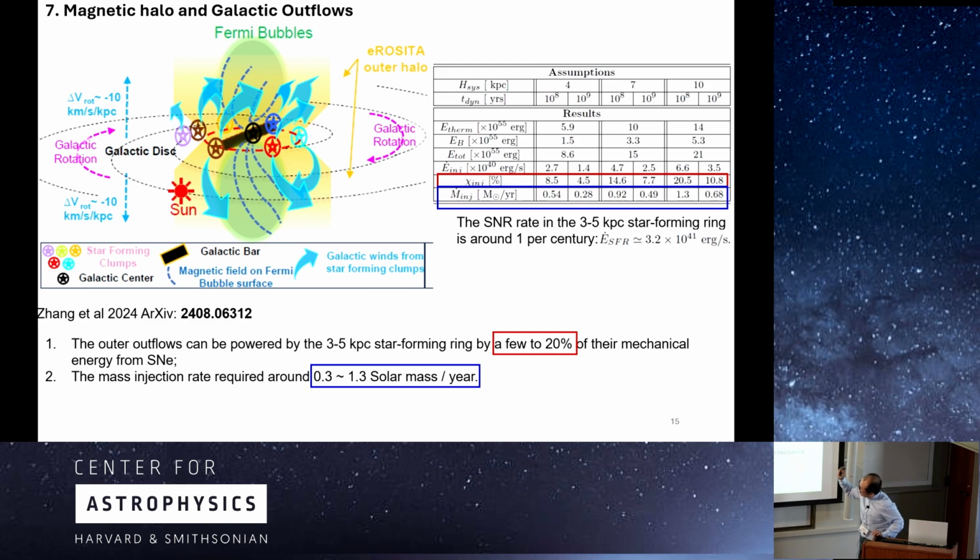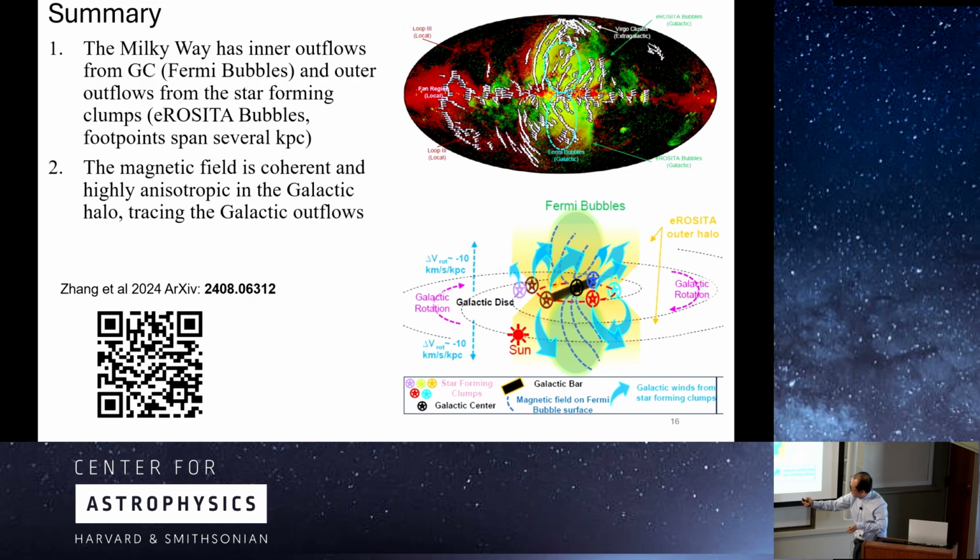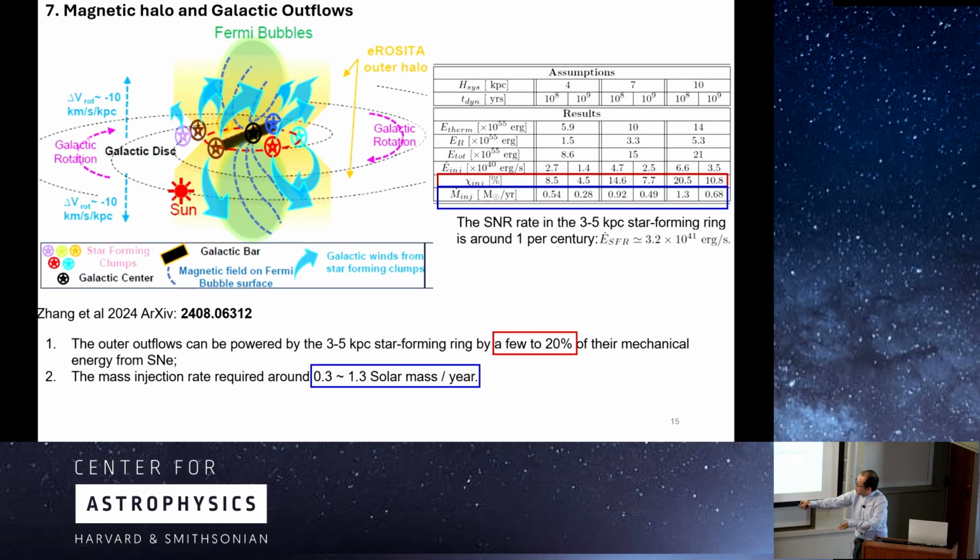The outflow injection rate needs to be like 0.3 to 1 solar mass per year, and the energy needed from the supernova explosions in the star-forming ring is only a few to up to 20%.